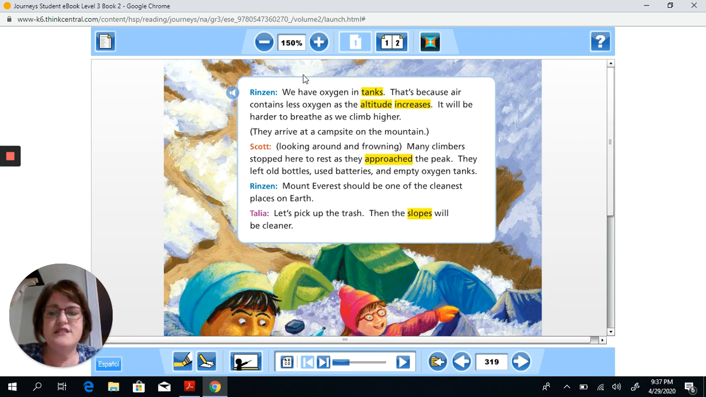Renzen says, we have oxygen in tanks. That's because air contains less oxygen as the altitude increases, meaning as they go higher up, there's less and less oxygen. It will be harder to breathe as we climb higher.